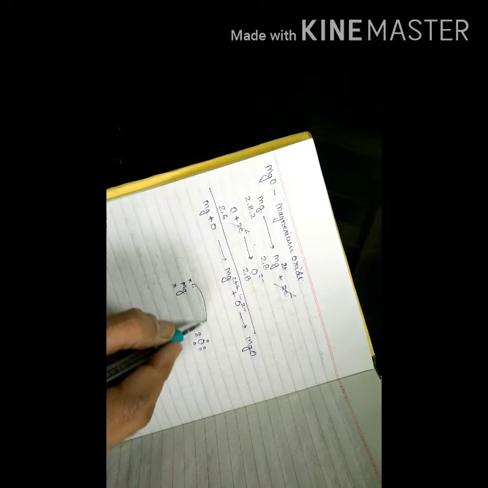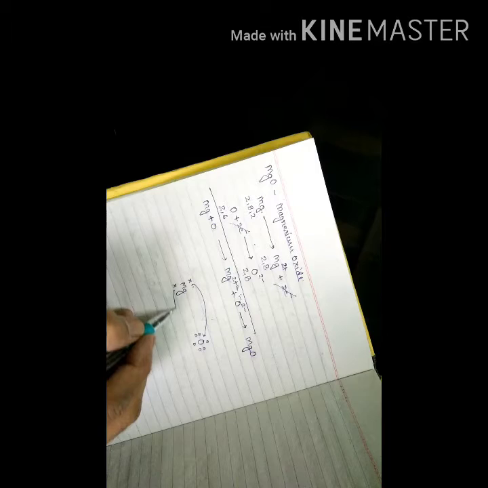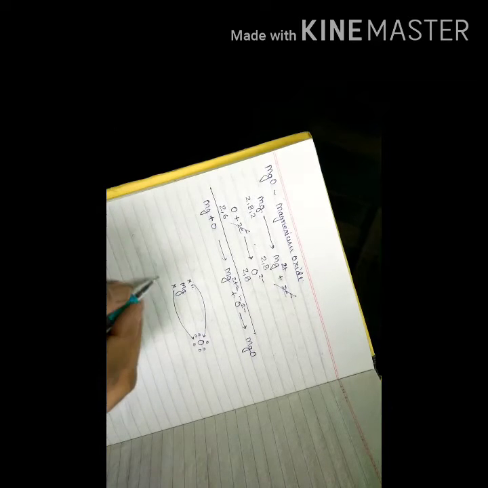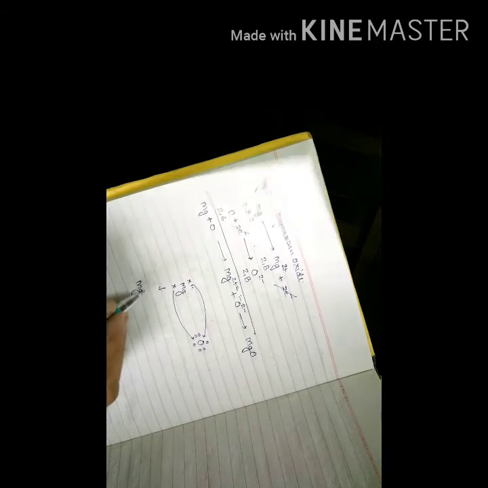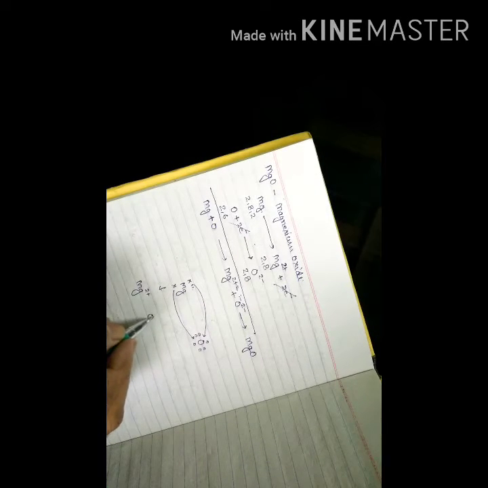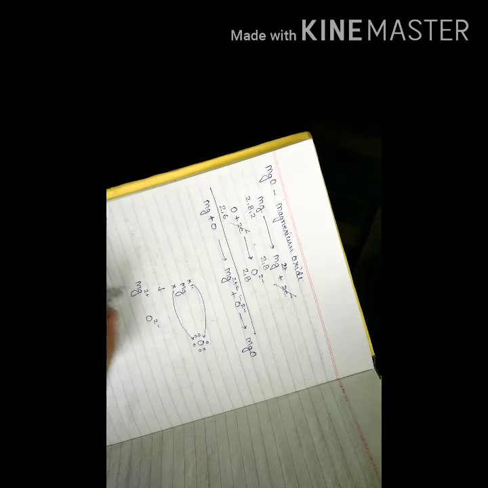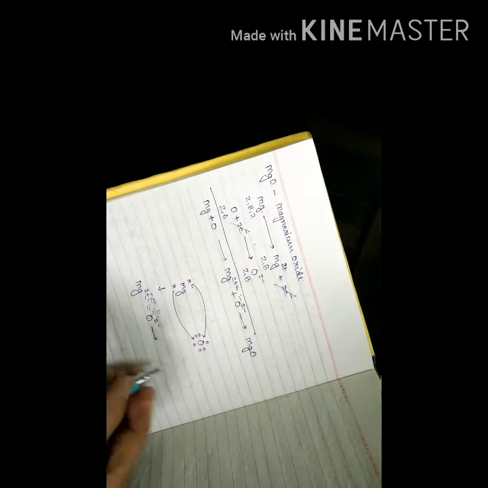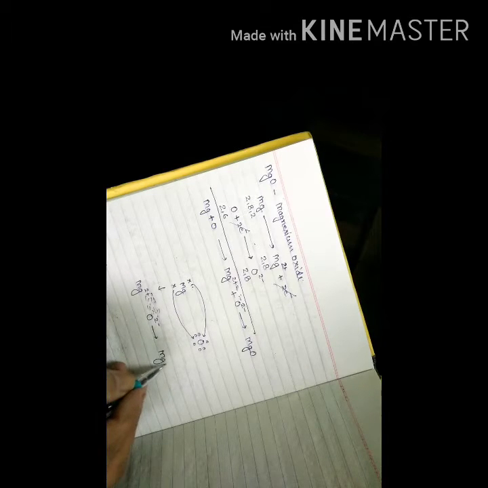Now this electron gets transferred to the oxygen, and this will also transfer to this oxygen. This will result in the formation of Mg2+ and O2- with 8 electrons. Now this is the force of attraction between the oppositely charged ions, and the compound is magnesium oxide.